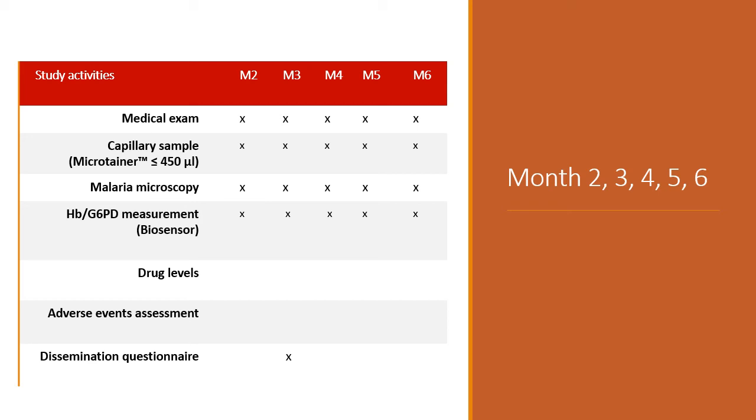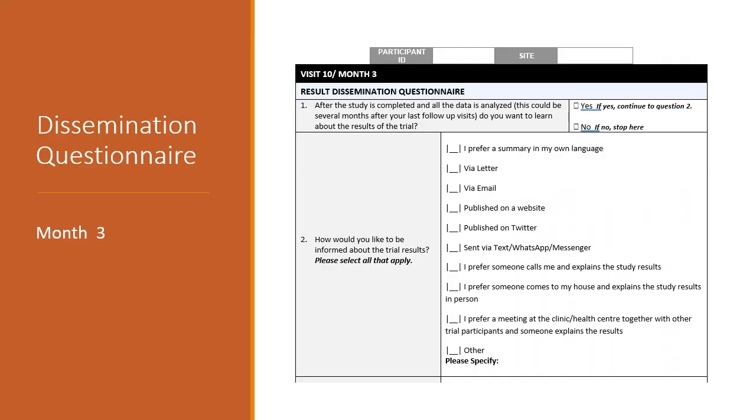In month 3, we have a dissemination questionnaire, which we will go over now. The dissemination questionnaire will ask the participant what they would prefer, or their preferences for after the study is completed and learning the results of the trial. This is a one-page simple form to complete.